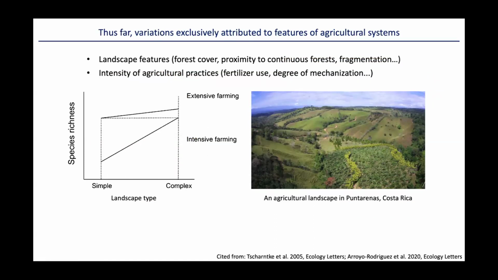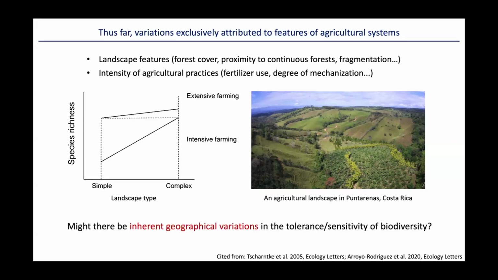Up until now, prevailing thoughts have attributed the potential reasons for such observed variations in how biodiversity responds to agricultural deforestation mainly to the features of agricultural systems, specifically how diverse or heterogeneous the landscapes are in terms of having forest cover or other non-agricultural habitat elements, but also the intensity of agricultural practices like fertilizer use or the degree of mechanization. Such understanding has actually been the cornerstone of a lot of our current efforts to manage the negative impacts of agricultural deforestation on biodiversity, such as the famous EU's agroecology scheme, trying to manage the landscape features and also intensity of practices.